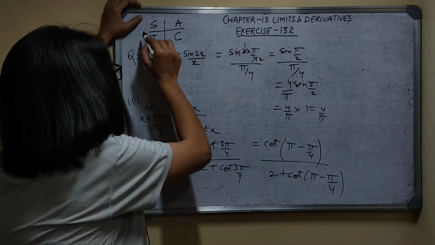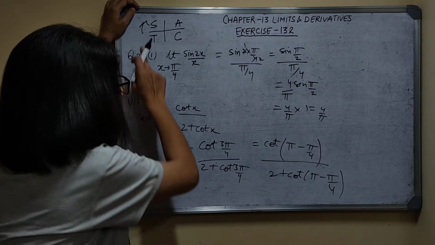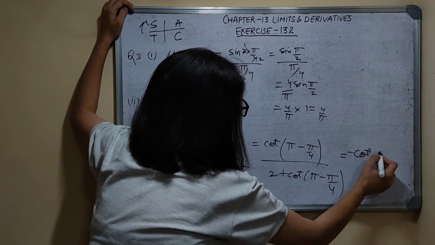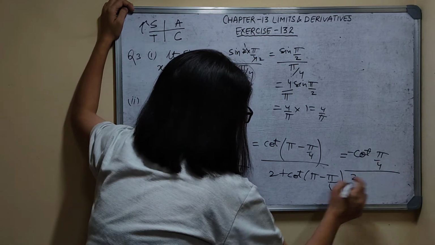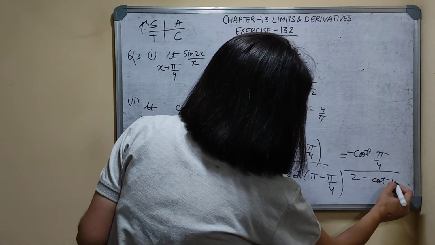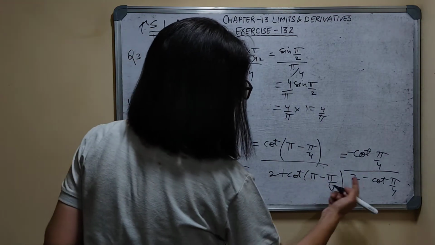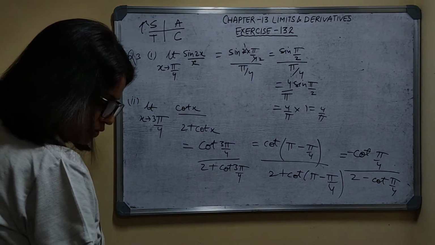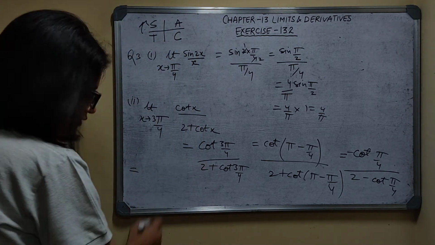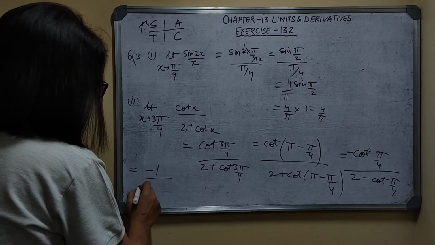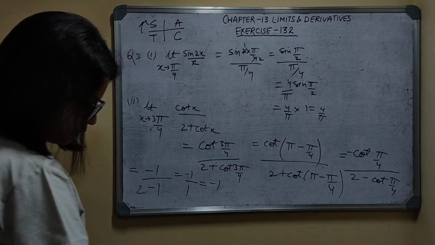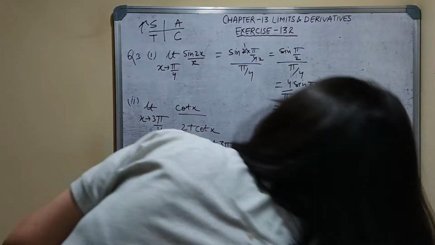So cot pi minus pi by 4, what will you write? Pi minus means it is in second quadrant, so only sine is positive. So here it is cot, so it will be negative. So minus cot pi by 4 upon 2, and here plus cot pi minus pi by 4, so it will also be minus cot pi by 4. And here it is already plus, so plus into minus, minus cot pi by 4. So cot pi by 4 is what? Minus cot 45, that is what? Minus 1 upon 2 minus cot pi by 4, that is 1. So minus 1 upon 1. Answer is what? Minus 1. Third is over.